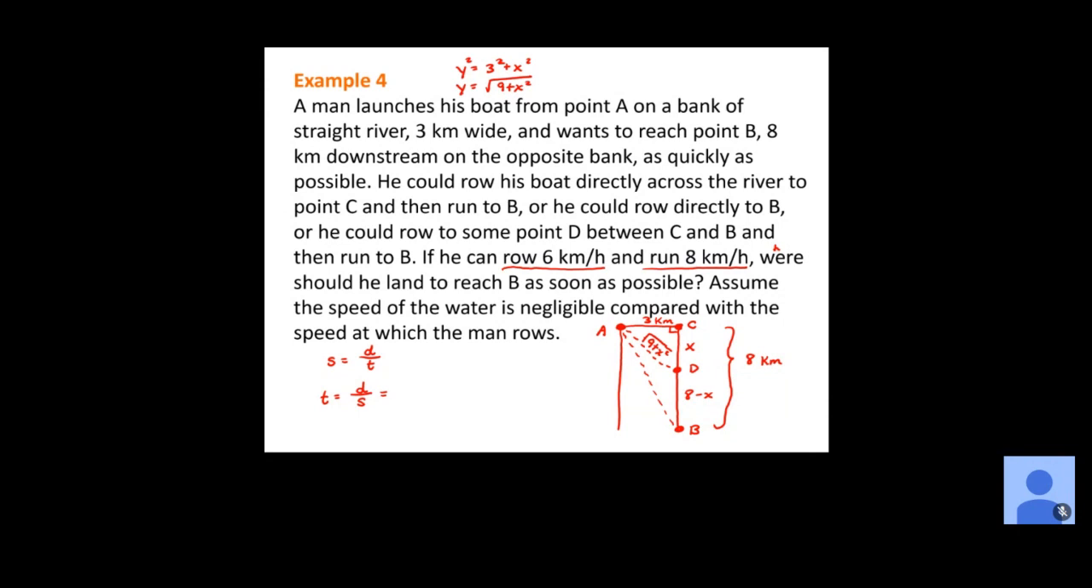Okay, so before we do the derivative, we need to get everything in terms of the same variable. We're going to get everything in terms of X. So let's get that time in terms of X first before we take our derivative. Let's just start with his rowing, right? So we know he's going to row from point A to point D, wherever D happens to be on the opposite bank. What's the distance from A to D?